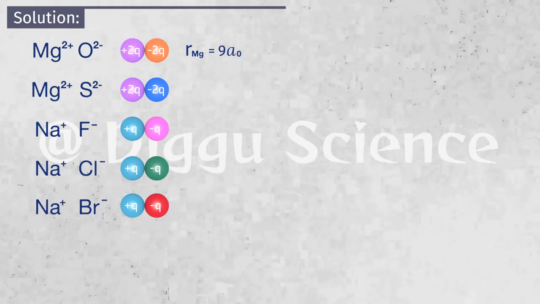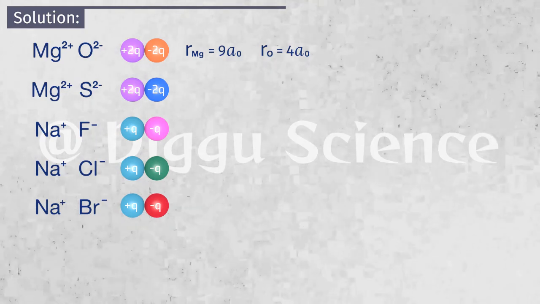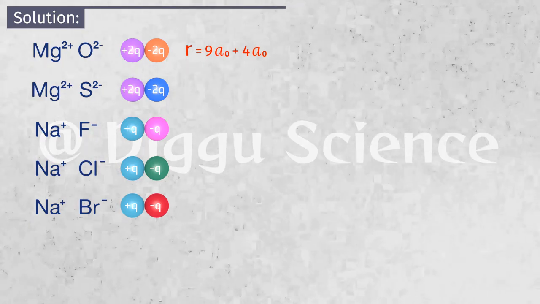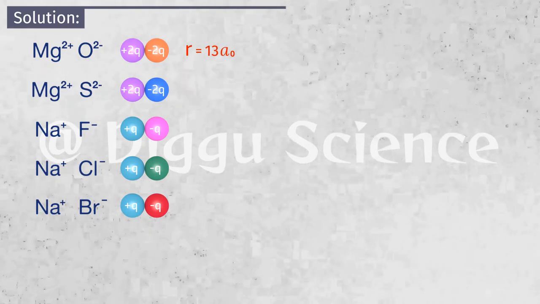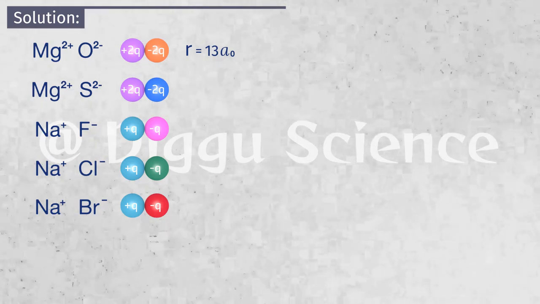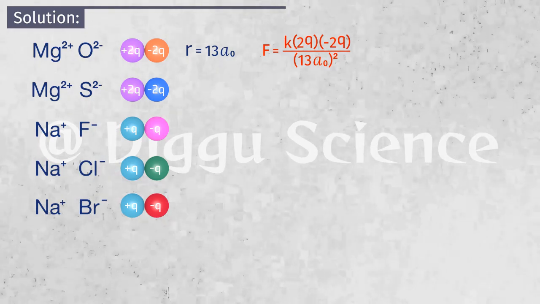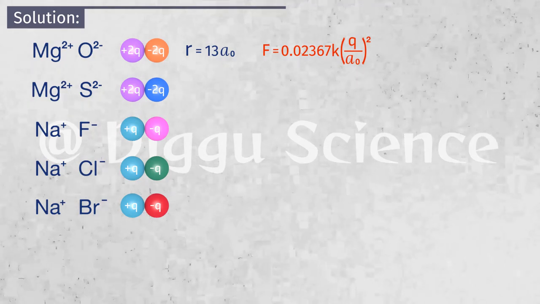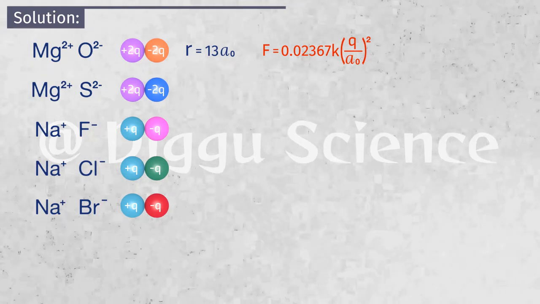Oxygen is in period 2. Its atomic radius is about 4a0. Because the two ions are attached to each other, the distance between the atomic nuclei is the sum of each radius. R is equal to 13a0. The magnitude of the ionic bond can be calculated through the Coulomb force. A little calculation gives 0.02367 K times the square of Q per a0. We can ignore the minus sign because it only indicates the direction of the binding force.